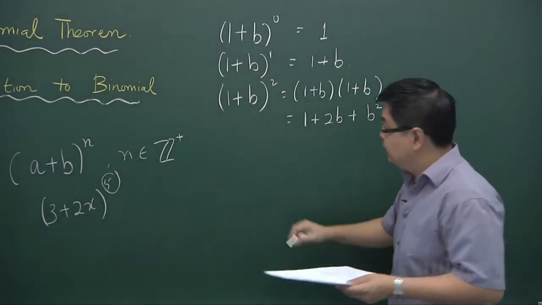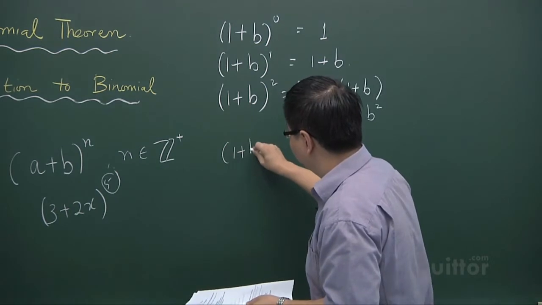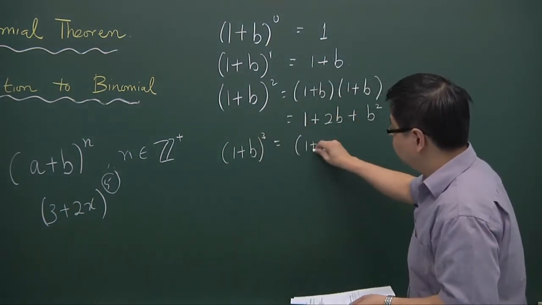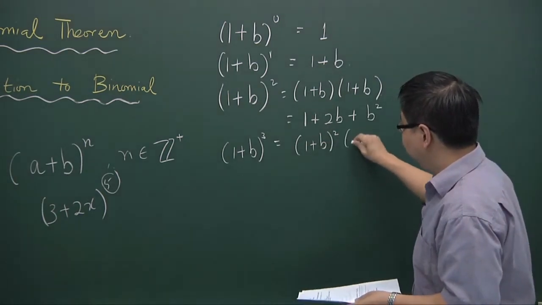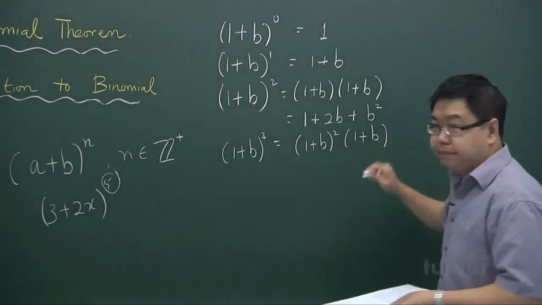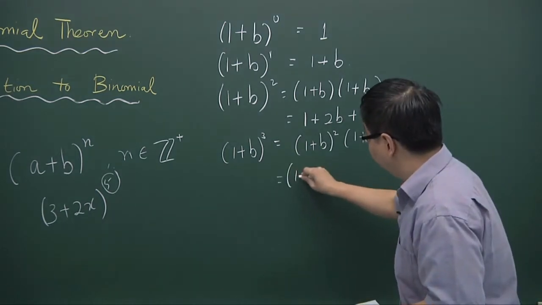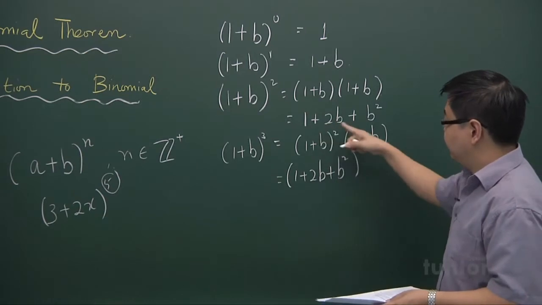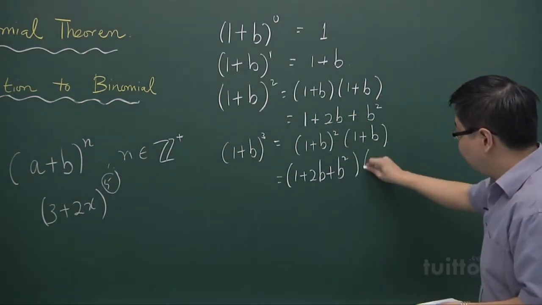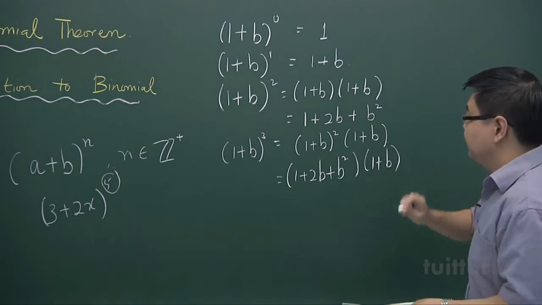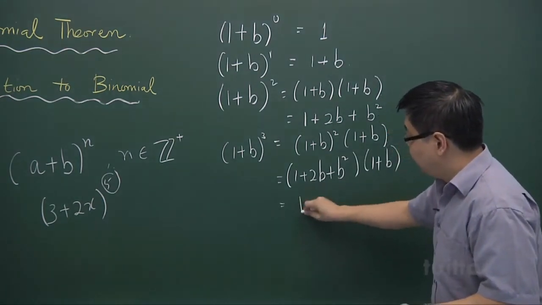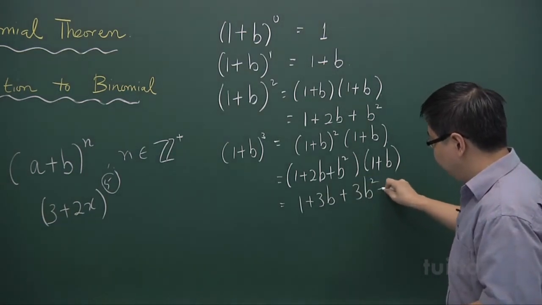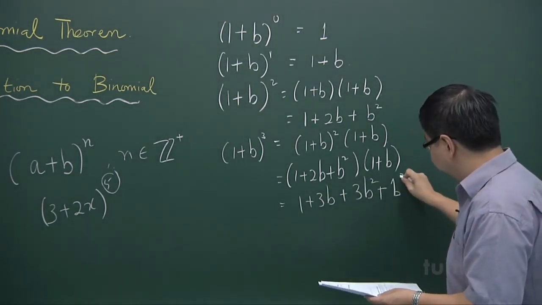As you move along and see some pattern, (1 + b)^3 will be the same as (1 + b)^2 multiplied by (1 + b). And so we have the following expression for (1 + b)^2 multiplied by (1 + b). If you expand it out, you will get 1 + 3b + 3b^2 + b^3.